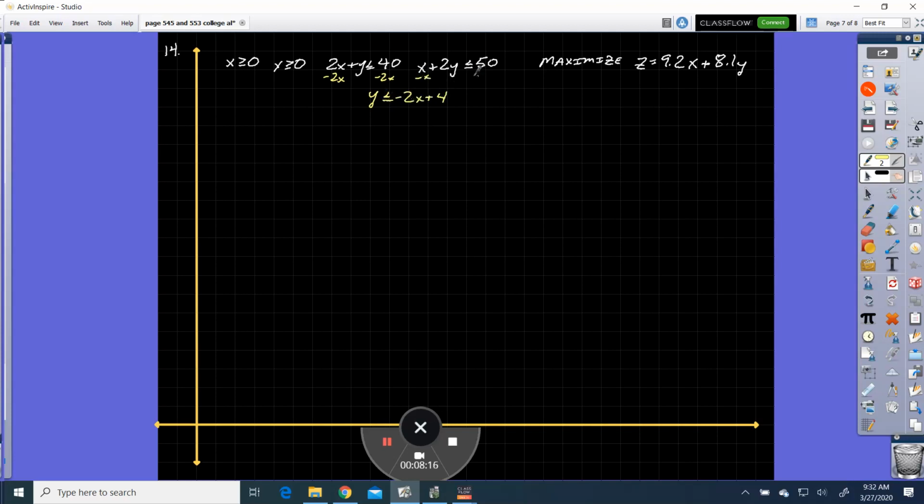On this one, I'm going to minus the x over. So I have 2y is less than or equal to negative x plus 50. Now I'm going to divide it by 2. So y is less than or equal to negative x halves plus 25. So that kind of makes things a little bit more challenging.